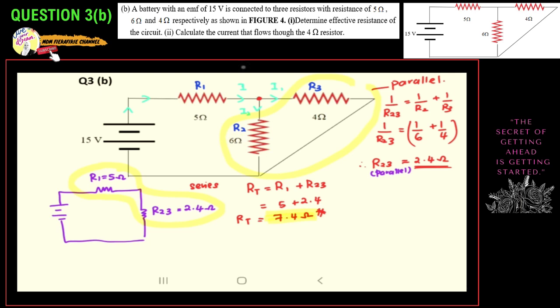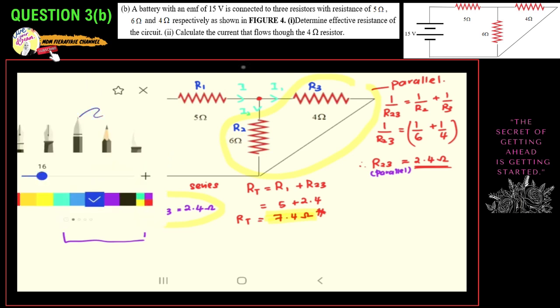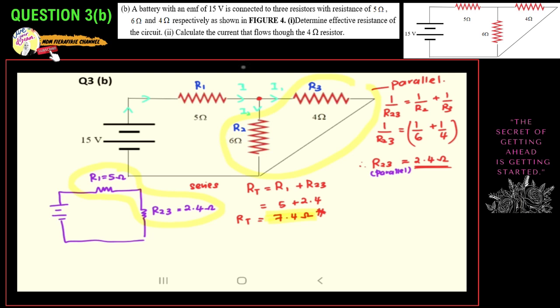Alright, so second, we want to calculate the current that flows through the 4 ohm resistor. So this is a very interesting question. Okay, so how to answer this question? Now when we have R total, here we have the flow of current I. So I will put this as I total, because it is the last circuit. So we want to find I. We know R total here is the combination of R1 and R23, and they are in series.